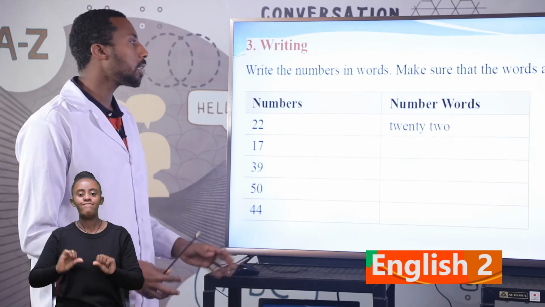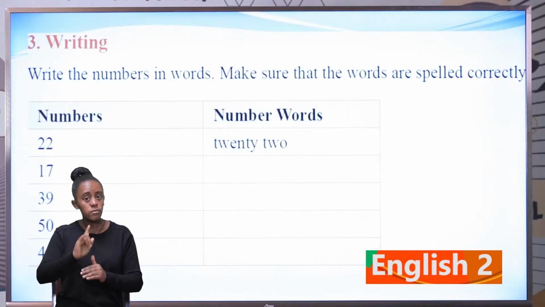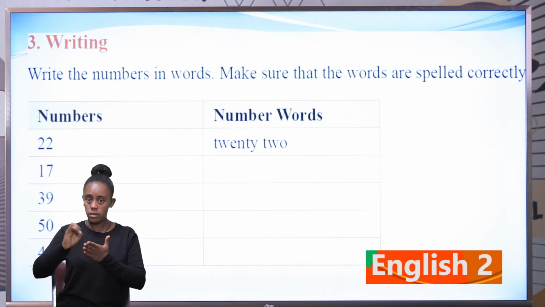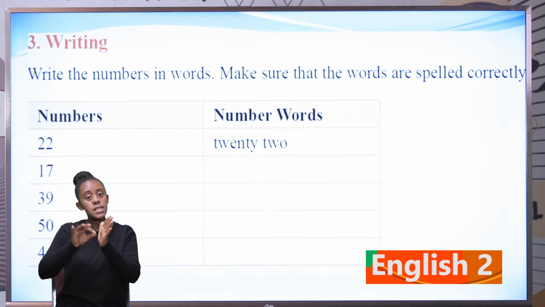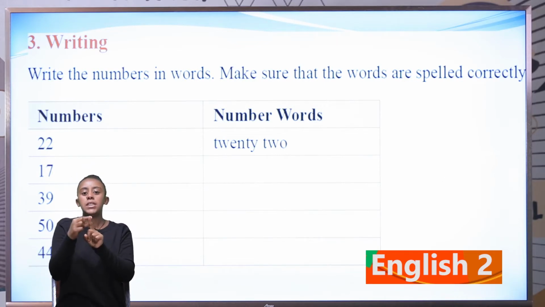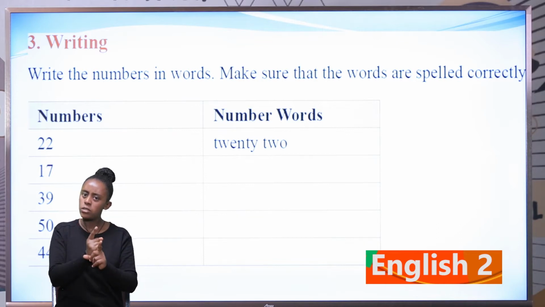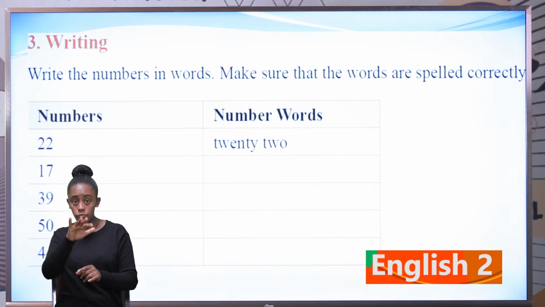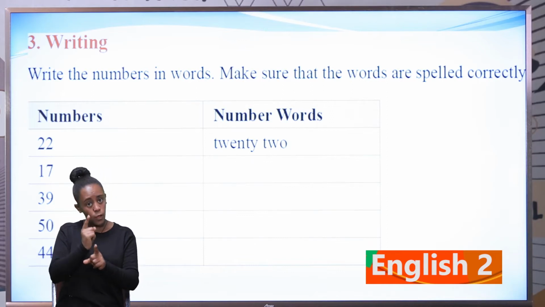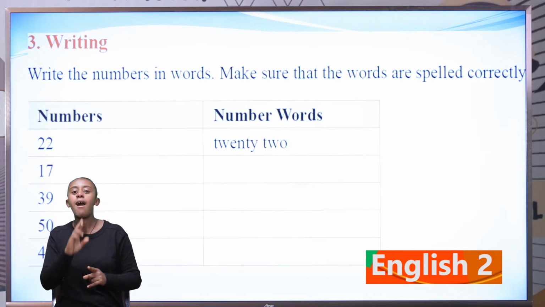The next point is a writing activity. There is a writing activity here. Look at the instruction. It says, write the numbers in words. Make sure that the words are spelled correctly.